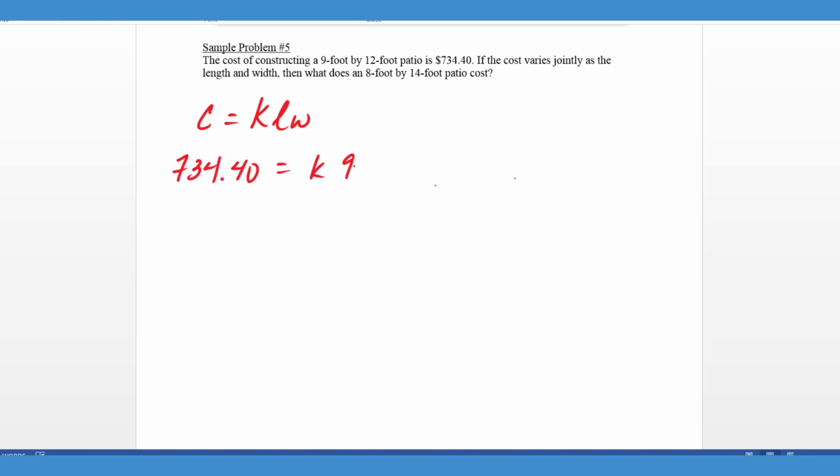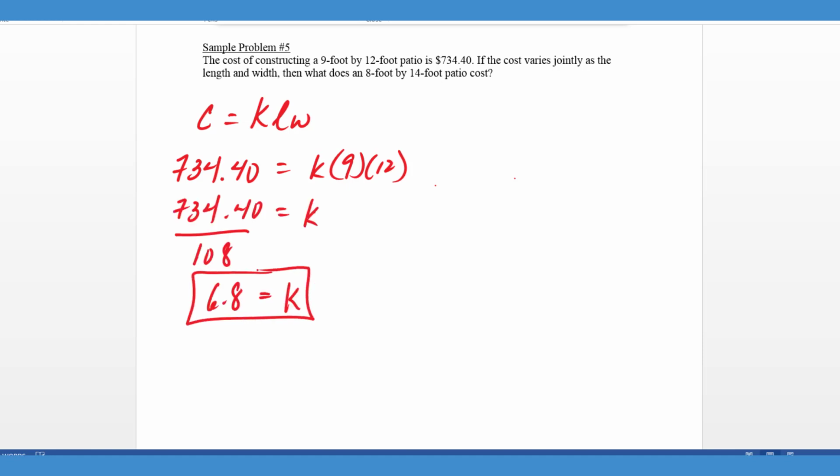If you're ever unsure of where to start, the simplest thing to do is just write your variation equation that you're going to use and see where everything fits. And you can see here that we have a k value. We don't know what our constant of variation is. So we'll just go ahead and work this out and solve for k. So k equals 6.8. Now, how are we going to use that?